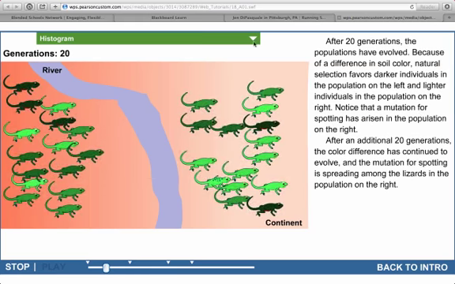After 20 generations, the populations have evolved. Because of a difference in soil color, natural selection favors darker individuals in the population on the left and lighter individuals in the population on the right. Notice that a mutation for spotting has arisen in the population on the right. After an additional 20 generations, the color difference has continued to evolve, and the mutation for spotting is spreading among the lizards in the population on the right.